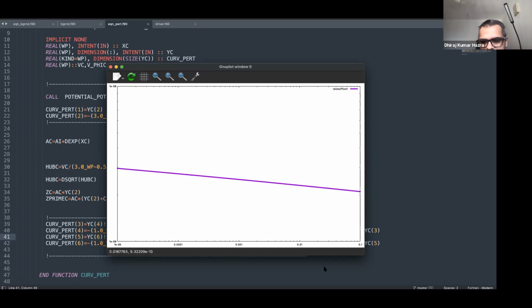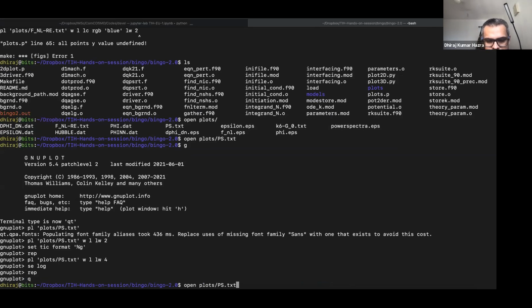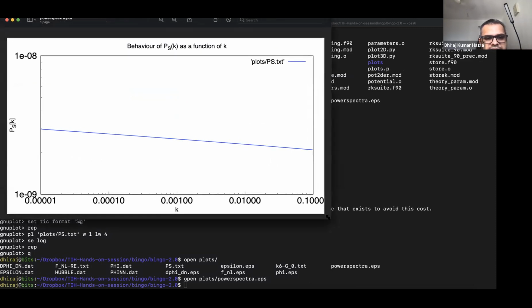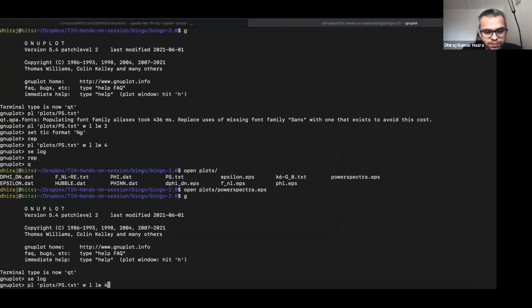Let me just open the EPS file. Okay, so you can see k is in megaparsec inverse, and this is the power spectrum, and it is not constant. So that means this is not a scale invariant one. It is a nearly scale invariant one, but has a tilt of 0.96. So you can see that we have solved a model of inflation right from first principles numerically, the m square phi square model, and basically obtained the primordial power spectrum from there.